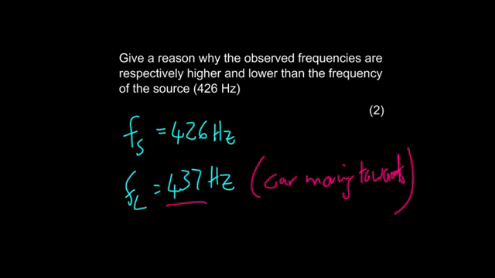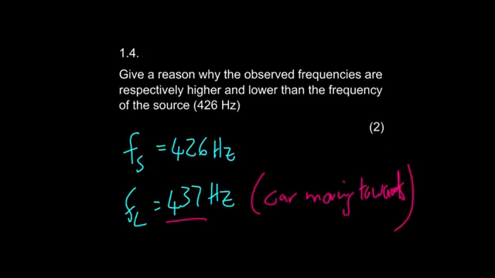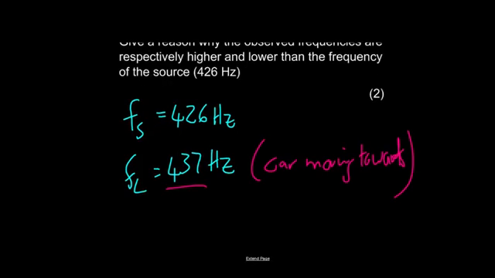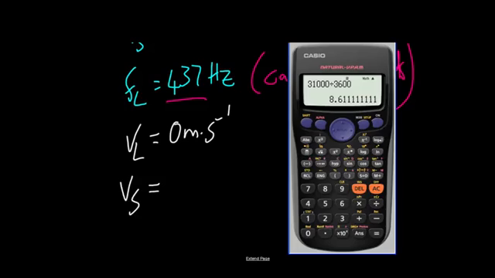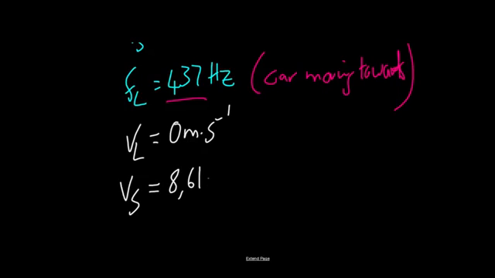Okay, get it clear. That's why we're explaining it like that. Now, what other information are we given? We're told that the velocity of the observer, the listener, the microphone, was 0 meters per second. And the last bit of information is the one that we've just calculated, the velocity of the source, if I remember correctly, was 8.61 meters per second, and it's moving towards the observer.